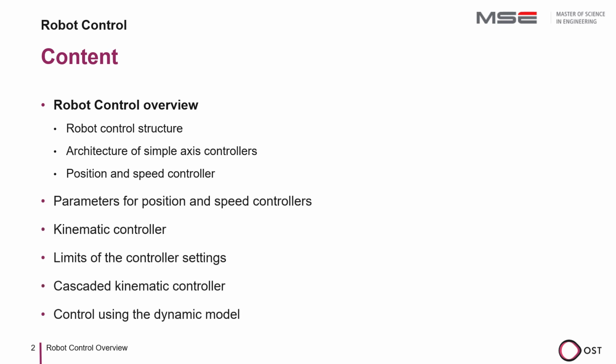In later videos, we will take a closer look at the parameters for position and velocity controllers, the kinematic controllers, the limits of controller settings, the cascaded kinematic controller, and control using the dynamic model of the robot.